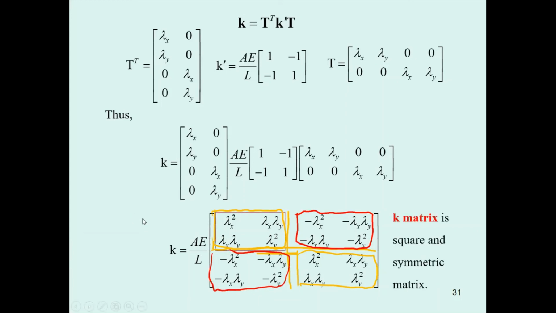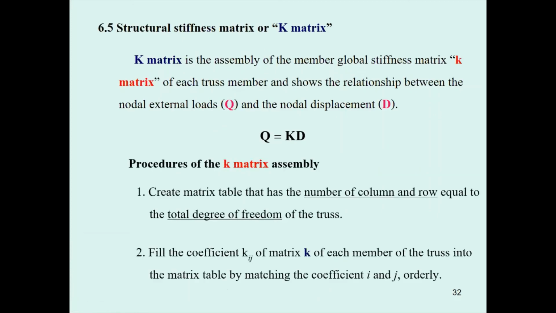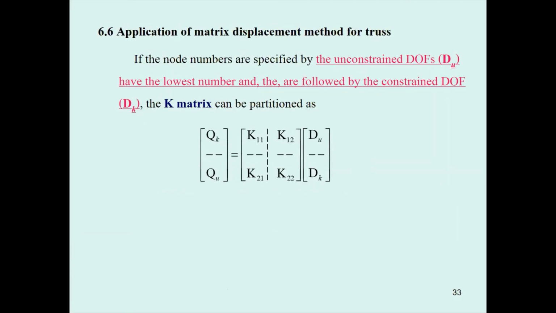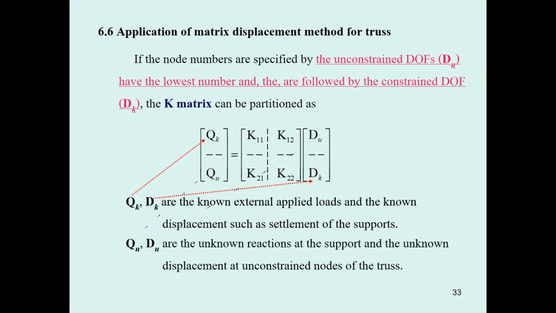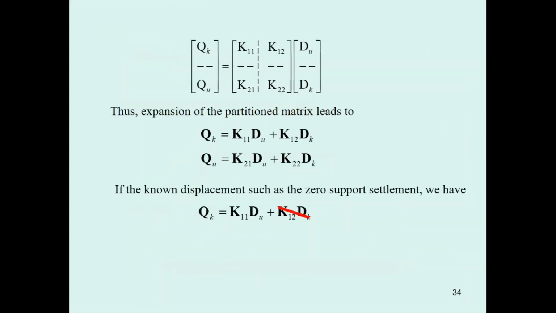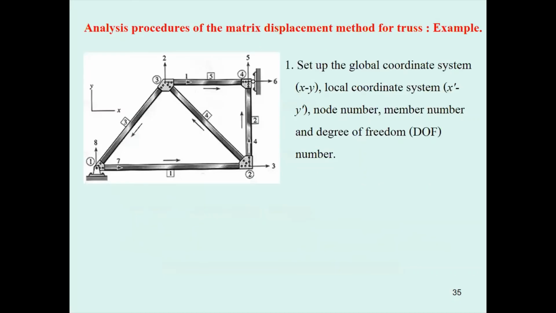And then you can see this is a square matrix and systematic. You put the small k together, you get the capital K matrix, and the capital K matrix can be separated like this. And again, you should note this is the known force and the known displacement. This is the unknown force and the unknown displacement, and then the computation we like will be performed like this based on the matrix computation.